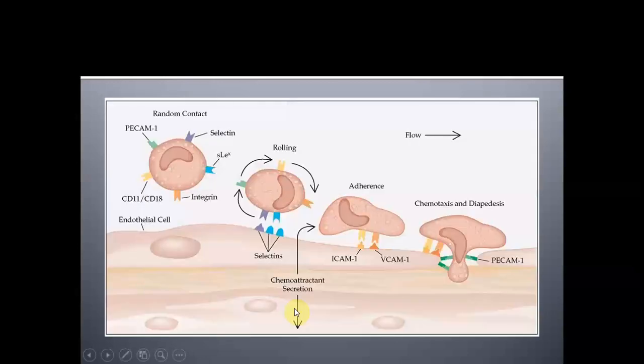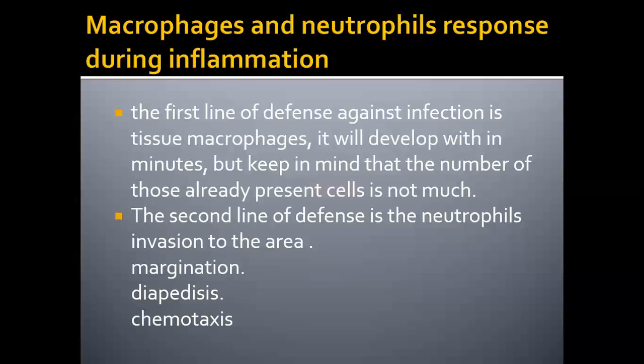The sequence. The first line of defense will be the already present tissue macrophages, because they are already present. They will become active and develop within minutes, but we have to keep in mind that the number is not much. And then the second line of defense will be the neutrophils getting outside from the blood to the tissue by margination, diapedesis, and chemotaxis.